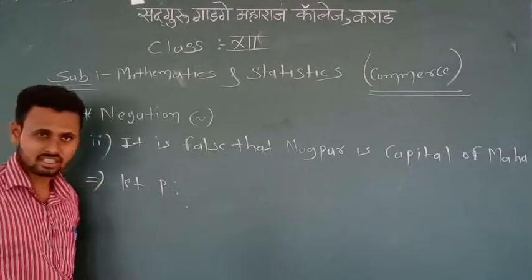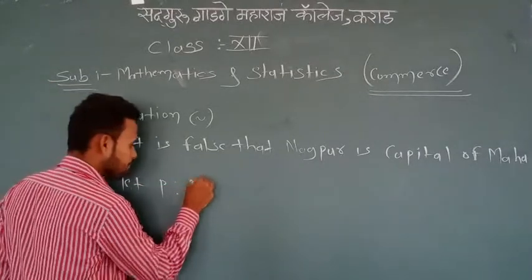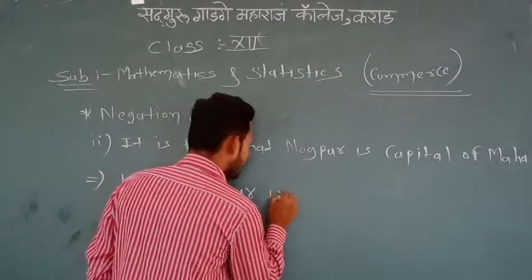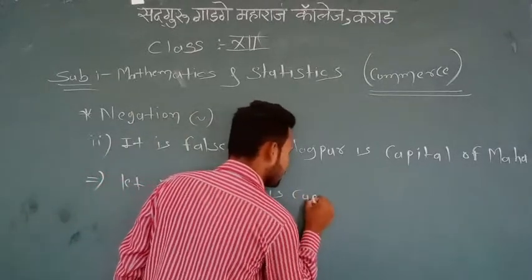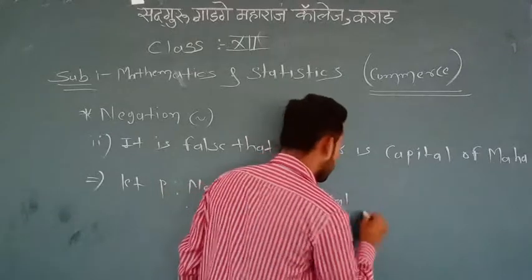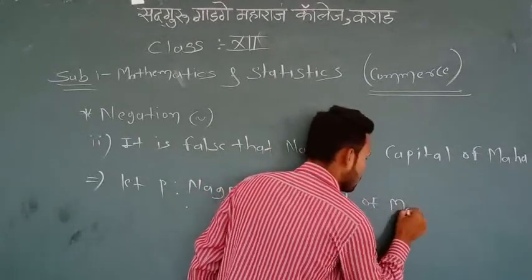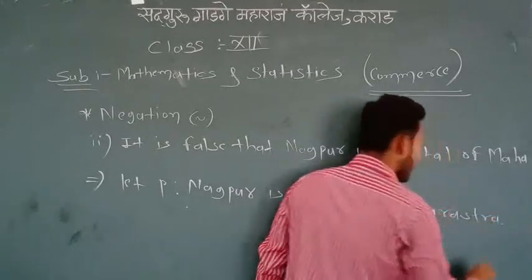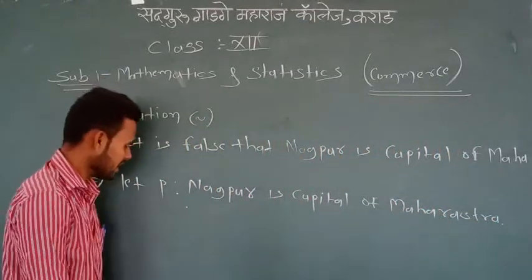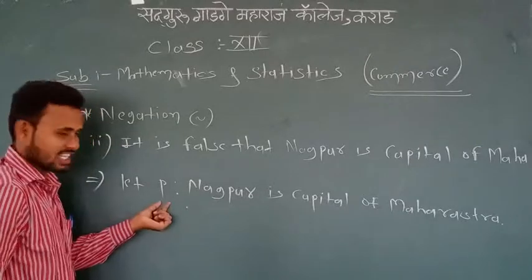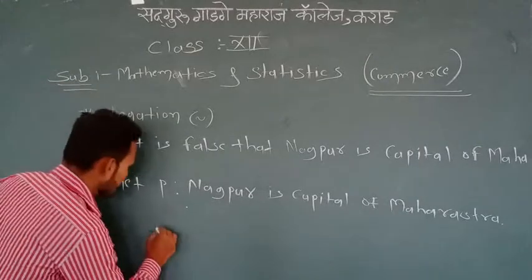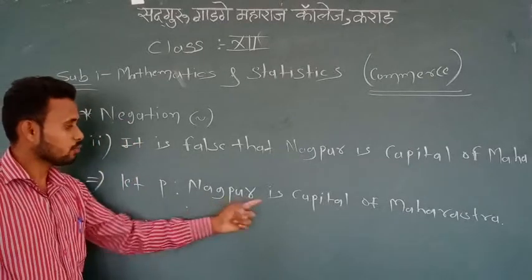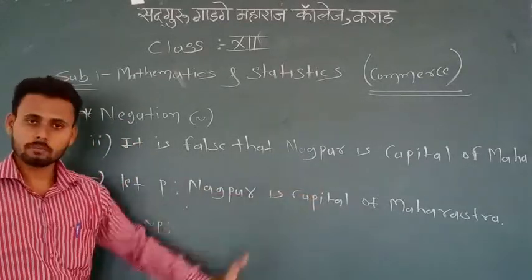Therefore, I consider the original statement: Nagpur is capital of Maharashtra. This is P. Now in the next line, I take the negation of that statement. Negation of P: Nagpur is not capital of Maharashtra.